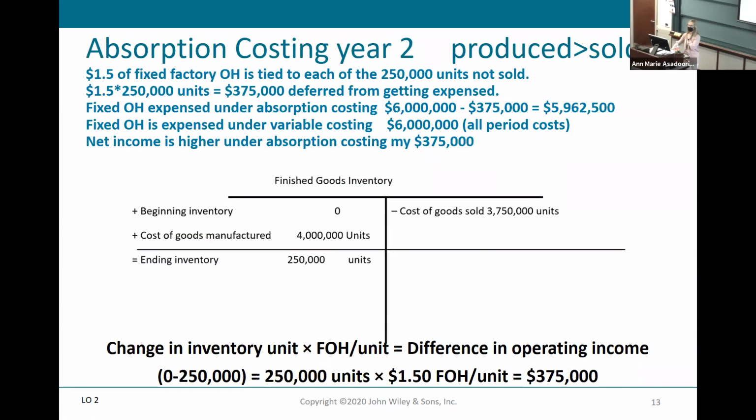And this might help you to take a look at what's happening here. In period 2, remember we had sold everything last period, so we started with nothing. We made another 4 million units, but we only sold 3.75 million of them. So I have 250,000 units that weren't sold, right? All of that 6 million was put into these 4 million units. But where is it at the end of the period? You can see $1.50 tied to these 250,000 units here. That means $375,000 of that 6 million went nowhere. It had to stay on the balance sheet because it's tied to units that weren't sold. The rest of it, you can see, went to the units that were sold, the 5,962,500.